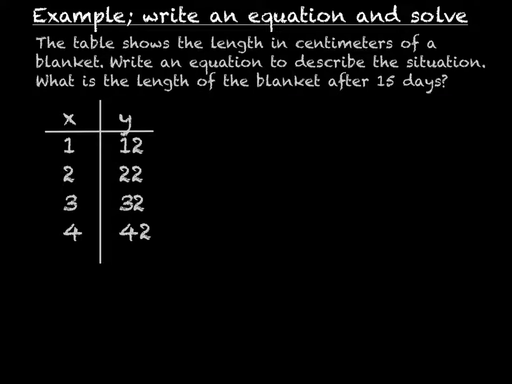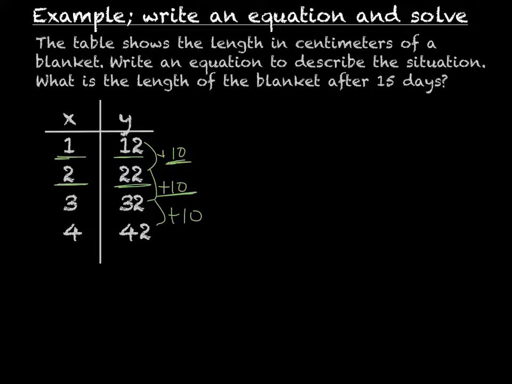And the last example here, the table shows the length in centimeters of a blanket. Write an equation to describe the situation. So if we're looking at this, we could do plus 12, but that doesn't work for the next one because we only add 10. And then we actually add 10 every time. So with the idea of this is plus 10, and this is plus 10, and this is plus 10, we could generalize it to say, okay, so what can I do with the 10 and the x and then get 12? What can I do with the 10 and the x and get 22?